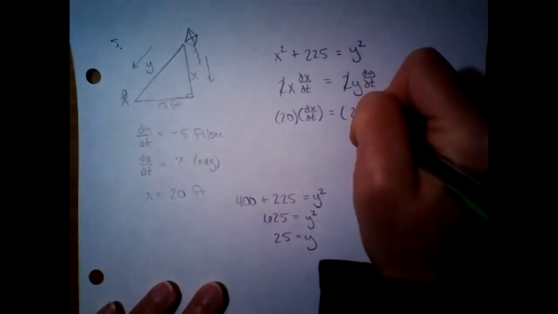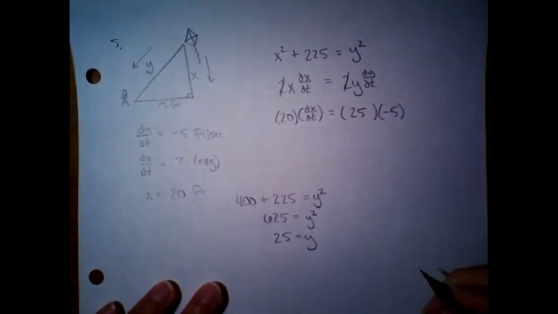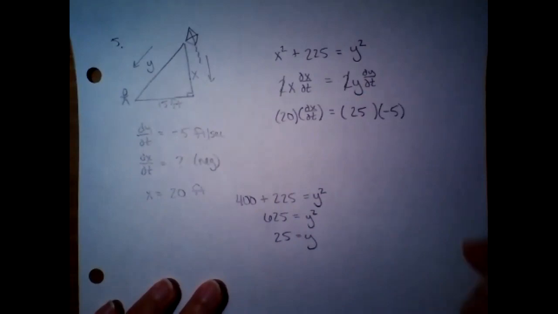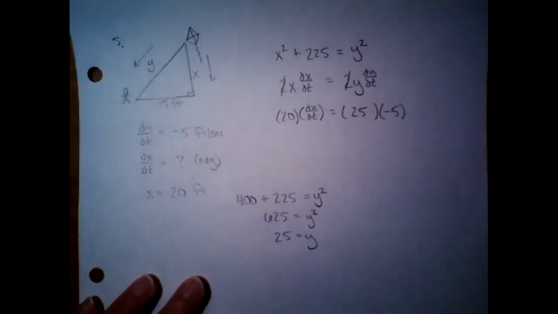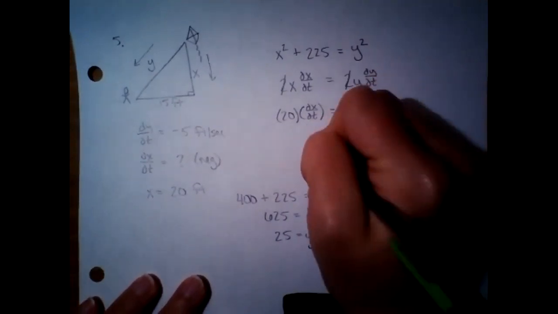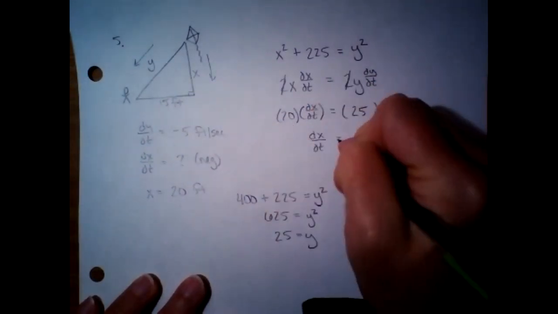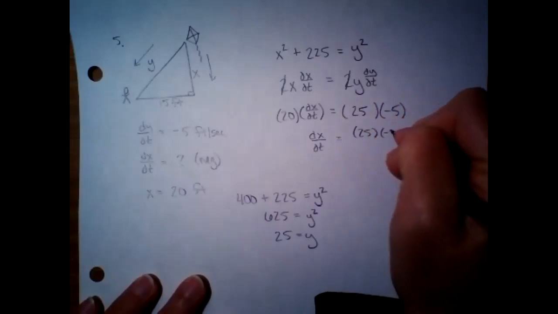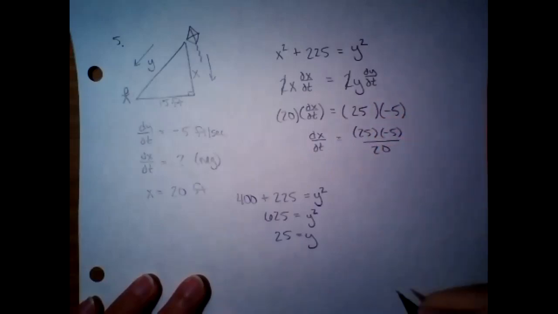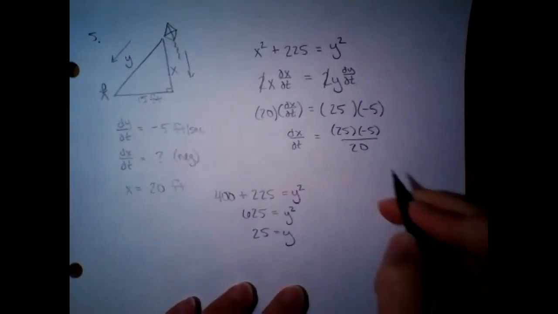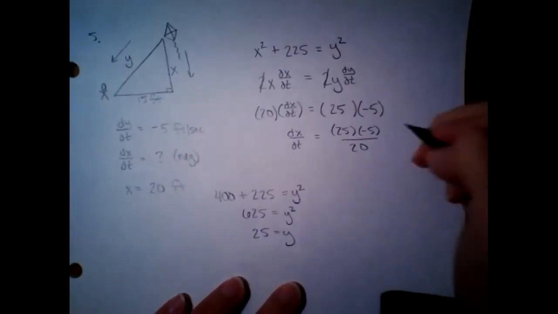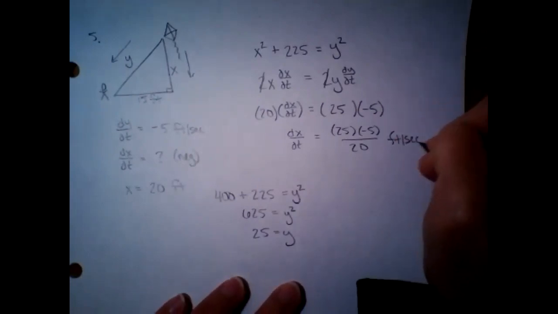I did have some people leave it as square root of 625. That's perfectly fine. That actually made me happy because, you know, you're getting used to not worrying about it, which is a good thing. So if you left it as square root of 625, that's totally fine as well. And then your last step is to divide over the 20. Which you can reduce if you want, but you don't have to. You can leave it exactly like that. And then the units are feet per second.